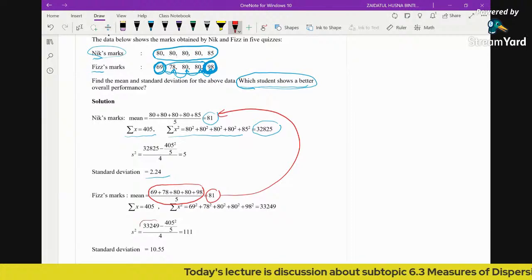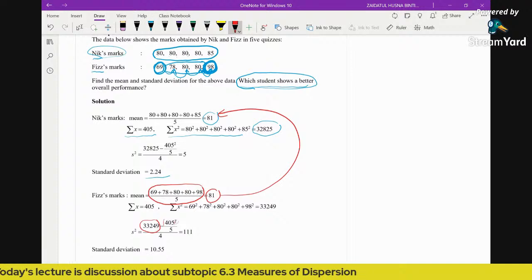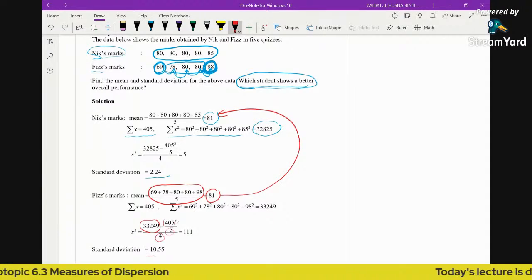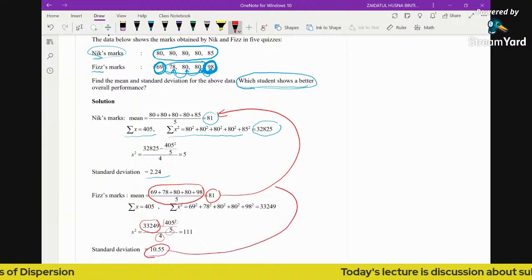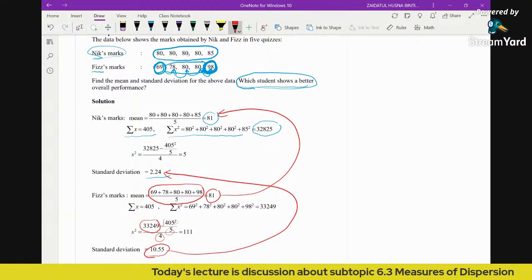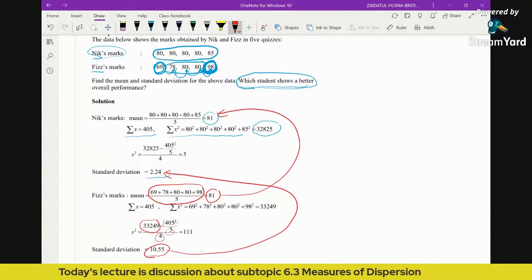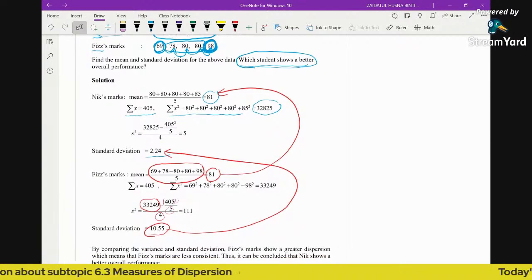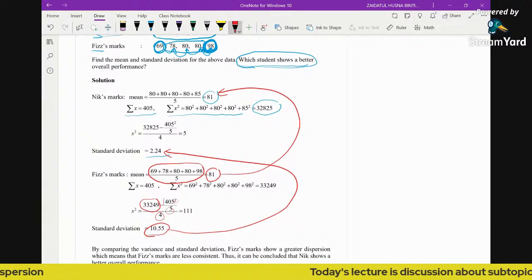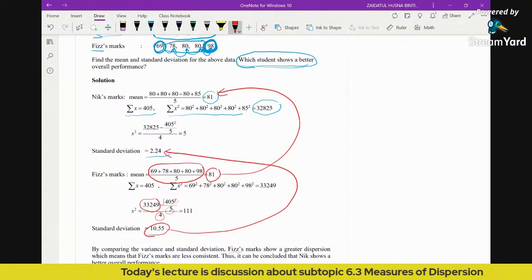So this is the sum of x square minus the sum of x, squared, divided by n, all divided by n minus 1. So the standard deviation is 10.5, which is much greater than Nick's standard deviation. Now by comparing, based on the question, which student shows a better overall performance? By comparing the variance and standard deviation, we can see that Fizz's marks show a greater dispersion.